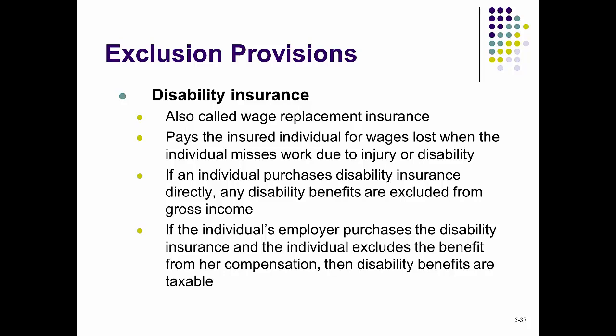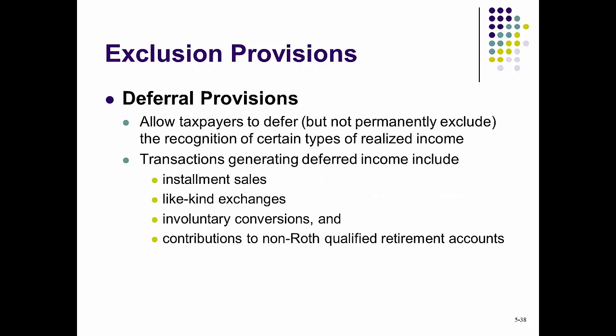What about deferral provisions? Deferral provisions allow taxpayers to defer, but not to permanently exclude, the recognition of certain types of realized income. Here are 4 common types of deferred income. Number 1, installment sales. Number 2, like-kind exchanges. Number 3, involuntary conversions. And number 4, contributions to non-Roth qualified retirement accounts.